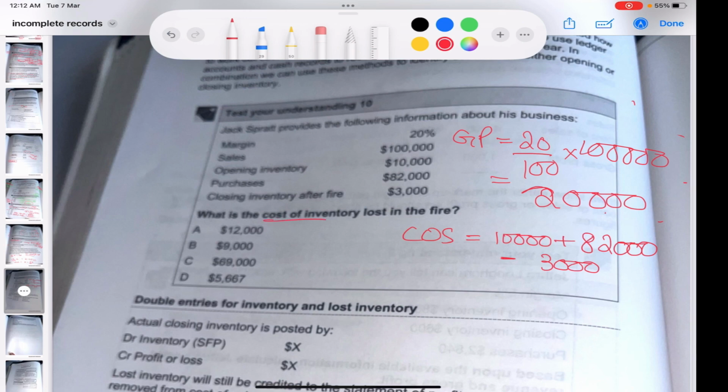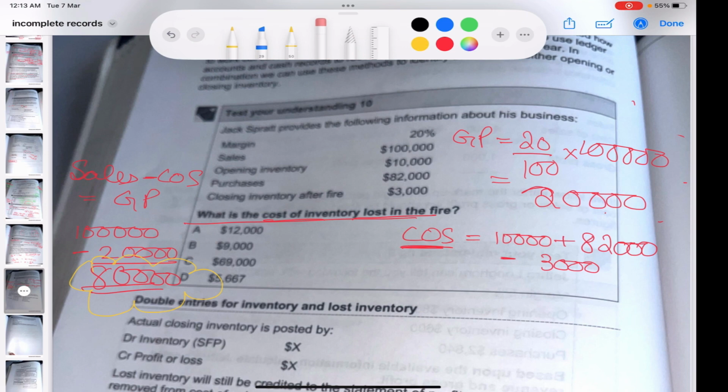Now tell me something. They have already mentioned that inventory has been lost. So what will be the cost of inventory? Sales. We are given sales. From sales, if we remove the cost of sales, we are given GP. So sales is 100,000 minus 20,000 GP. You'll get the cost of sales, right? So 1 lakh minus 20,000 will give you 80,000. So you already know GP.